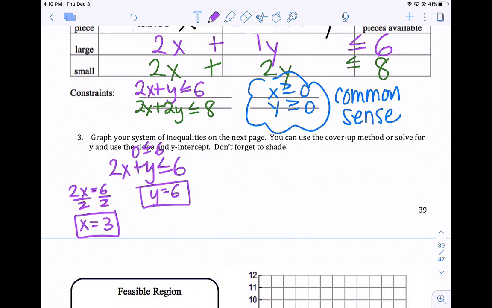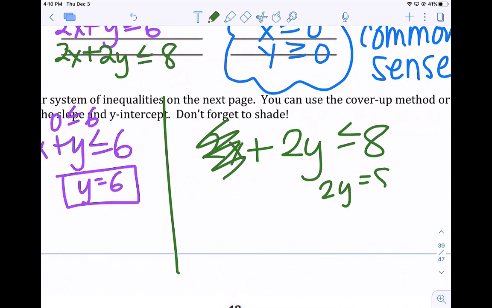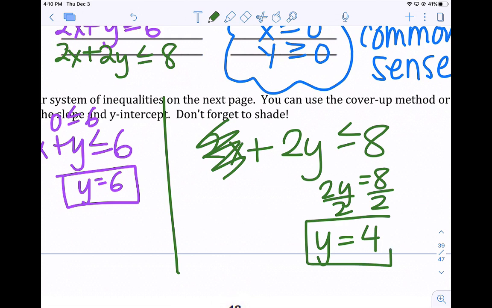Okay. So there's our first constraint, the large pieces. Let's do the small pieces: 2x plus 2y is less than or equal to 8. We'll use the cover-up method to solve, so let's cover this guy up. We got 2y equals 8, divide by 2. All right, so we're first going to graph y equals 4.